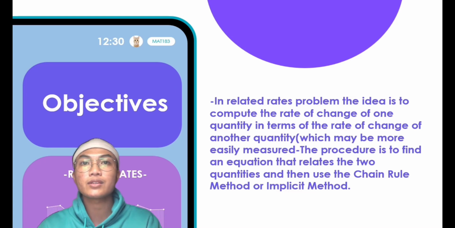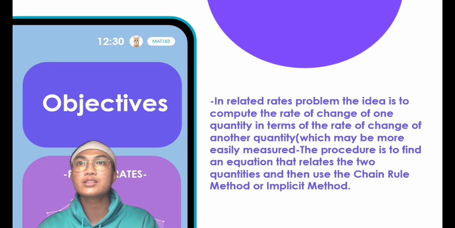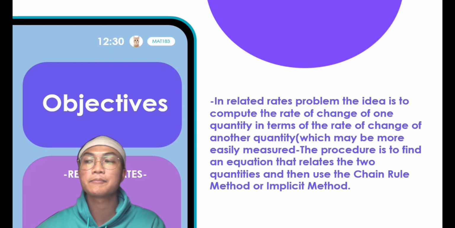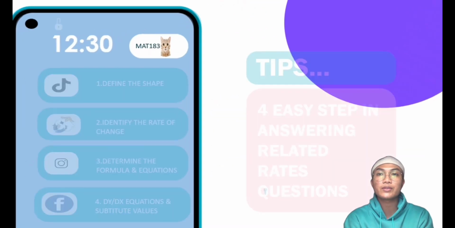Today I'm going to talk about objectives for related rates. In related rates problems, the idea is to compute the rate of change of one quantity in terms of the rate of change of another quantity, which may be more easily measured. The procedure is to find an equation that relates the two quantities and then use the chain rule method or implicit method.